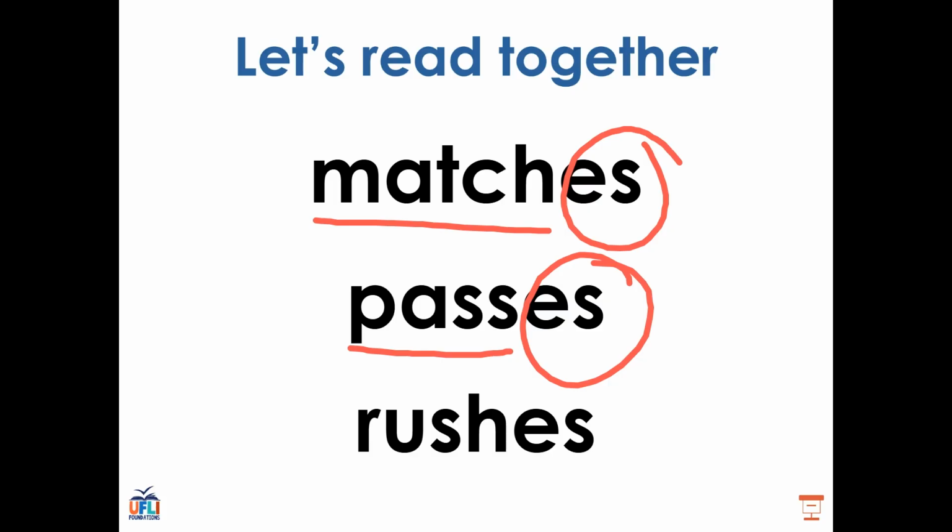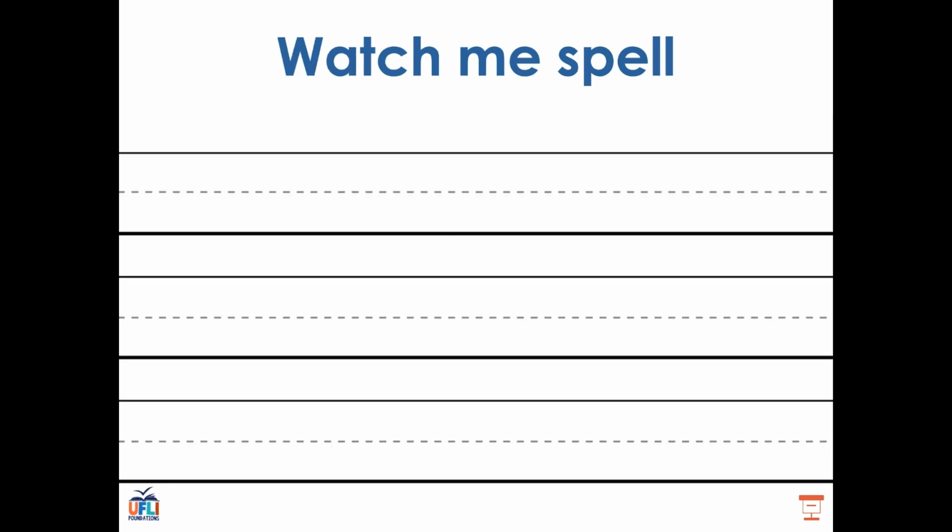Rushes. Very good. The base word is rush, and the suffix is es. Words that end in an sh, such as rush, need the es suffix instead of the s suffix. We can hear it in the syllables as well. Rush, rushes, an extra syllable needs an extra vowel.